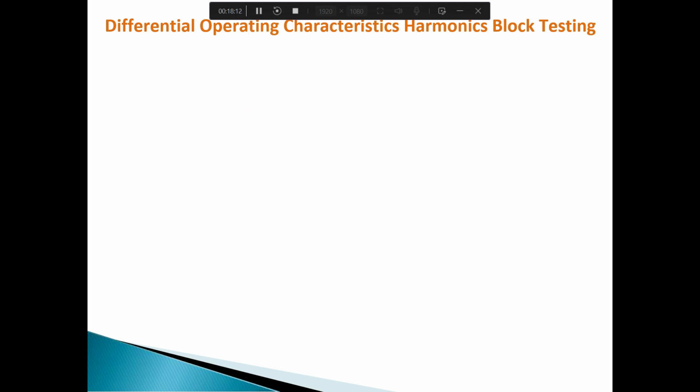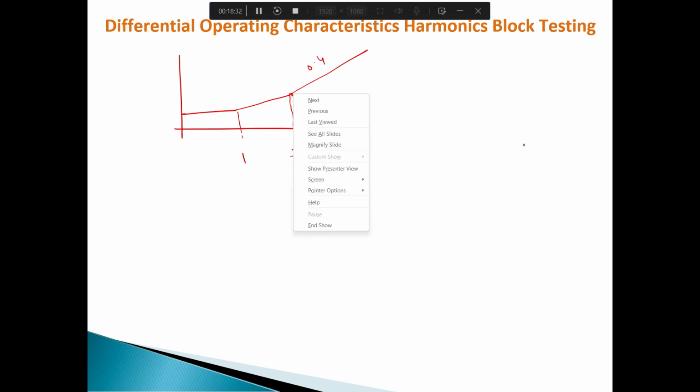Now for the verification of slope 2, we know that slope 2 is something like this. This is my minimum pickup, this is slope 1 and this is slope 2. So what is this point? This is 3, this is 1, and this is your slope 2.4. And I know that this slope 2 will start from this current magnitude 3 and above. So basically end section 2 is 3 times I base.